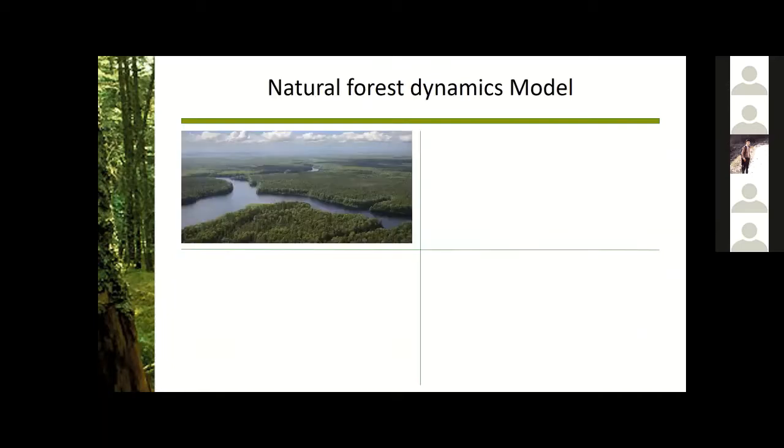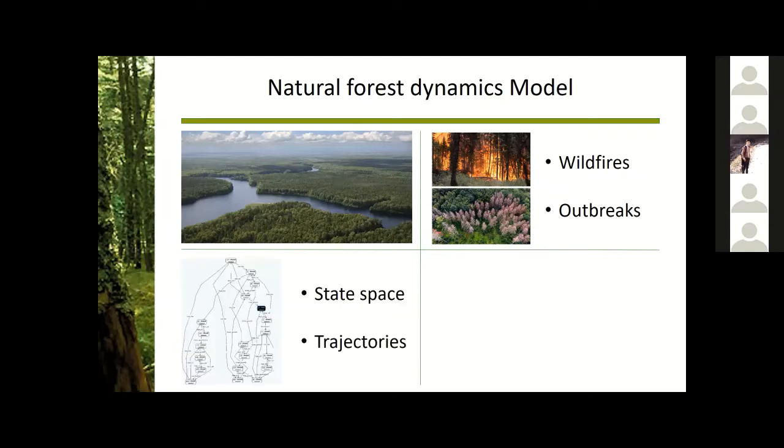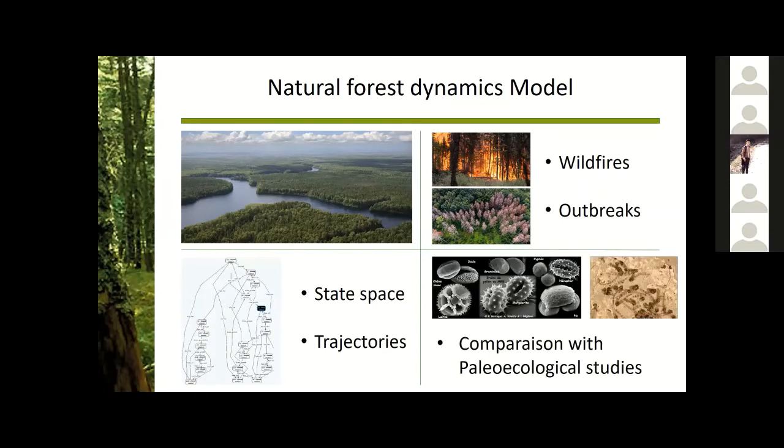First of all, I tried to model a natural forest dynamic and focus on two natural perturbations. The first one is wildfire, and the second one is outbreaks of insects. We try afterwards to have some state space and trajectories. To study the state space and trajectories, we base it on comparison with paleoecological studies. Here, I just speak about wildfire and not the outbreaks, because my model doesn't take insects into account for the moment.